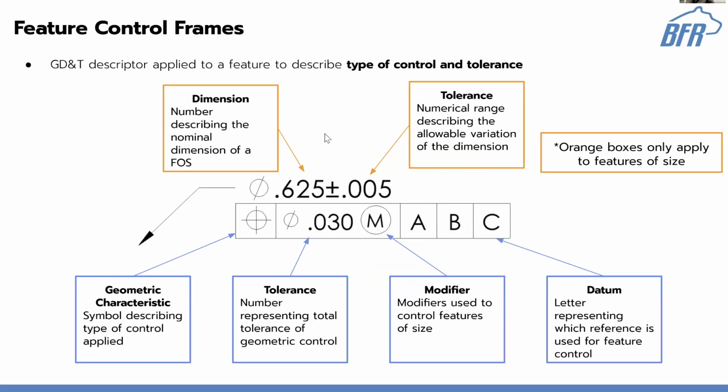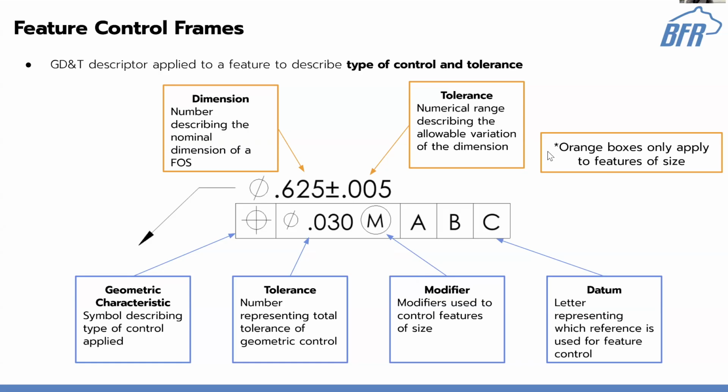These are feature control frames. This is what you'll actually see in a drawing that specifies how you're using it. There's a lot of info on here and it can get pretty confusing. So this is for a hole. This hole has its own normal dimensioning, which has its diameter. So it's a 5/8 inch hole with a standard tolerance of plus or minus 0.005, or 5 thou.